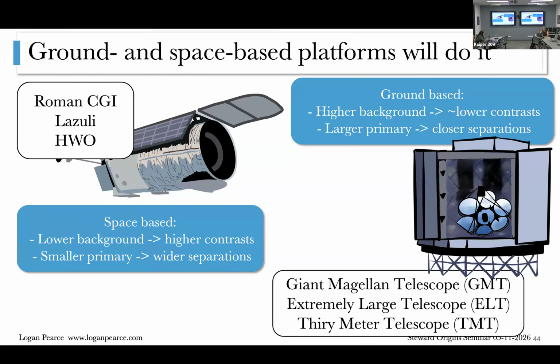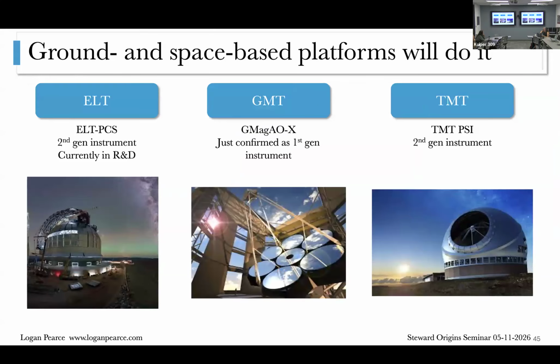Ground-based platforms are complementary to space-based platforms. So with space, like Roman, HWO, and the Lazuli Space Telescope, you might have a lower background because it's in space, but you have a smaller primary. With ground-based, we maybe have a higher background level, but we have a larger primary, so we can get in closer. And all three extremely large telescopes, or ELTs, that are upcoming all have instruments designed for this science case. The ELT has the PCS instrument, and Michigan is a partner in some of the ELT instruments. That's the European Extremely Large Telescope, by the way.